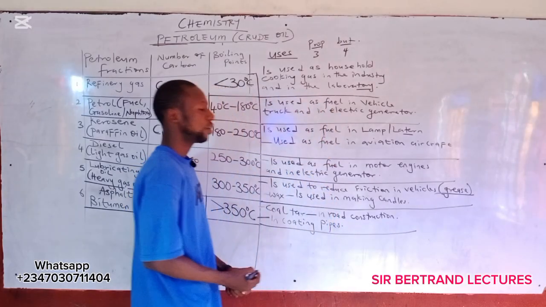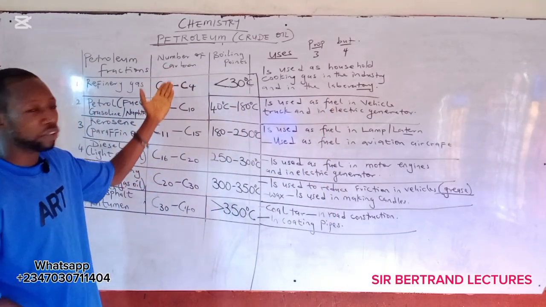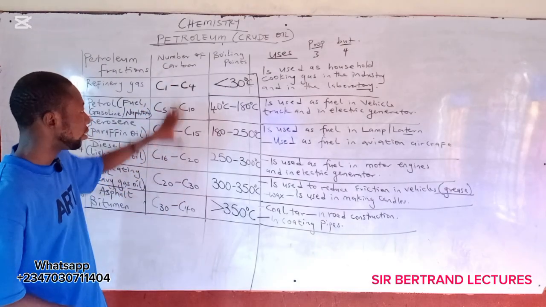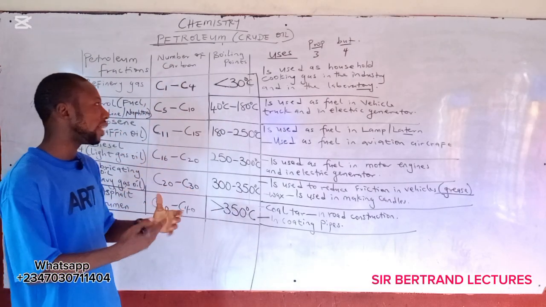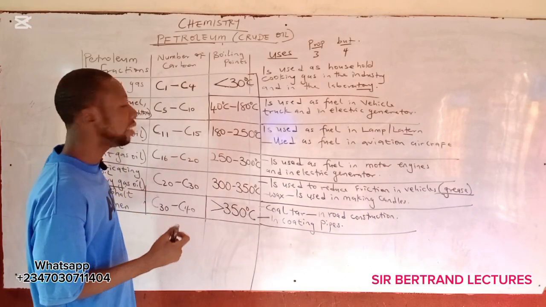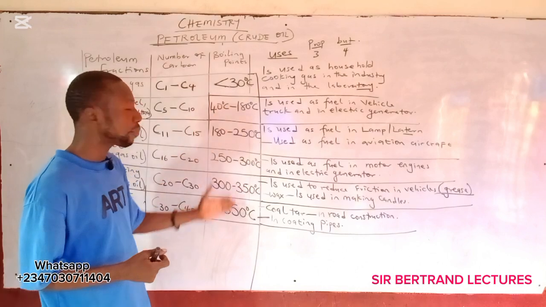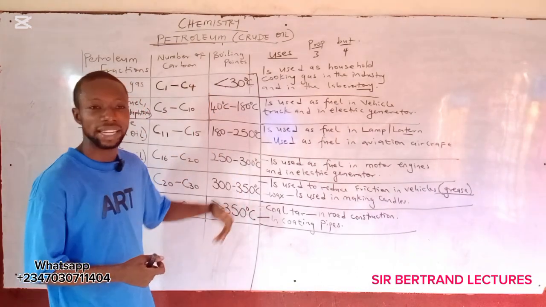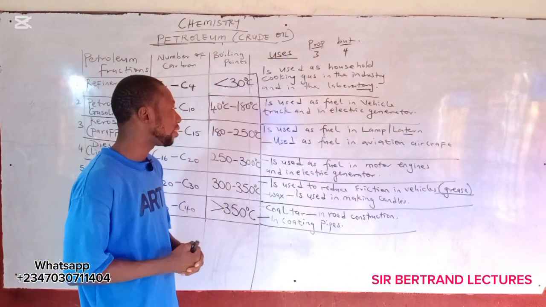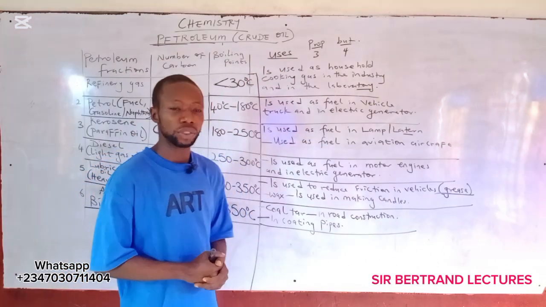All right. All these are the fractions of petroleum, and the number of carbon atoms they contain. These are the mixtures that are combined. These are the carbon chains of hydrocarbons that make up these petroleum fractions, and these are their different boiling points at which they are refined during fractional distillation. Then here are the uses of these petroleum fractions.